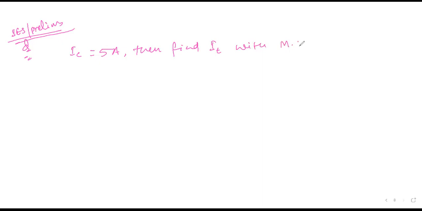Now, this is a question from the IES prelims. The question is: an unmodulated AM transmitter current IC equal to 5 ampere, then find IT with modulation index of 0.5. Then find IT with modulation index of 0.5. Let's solve it.